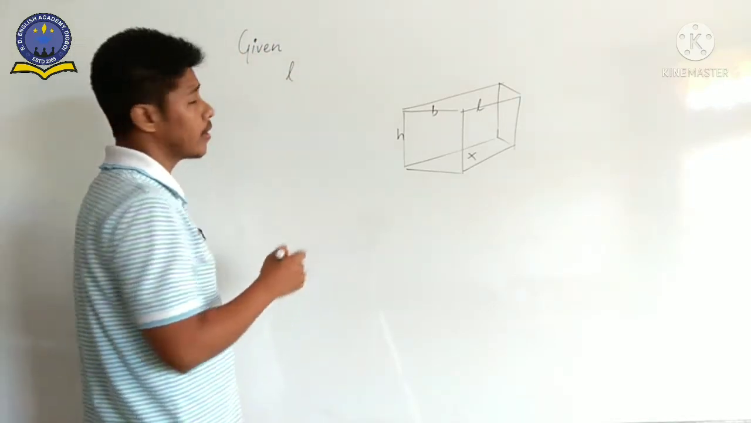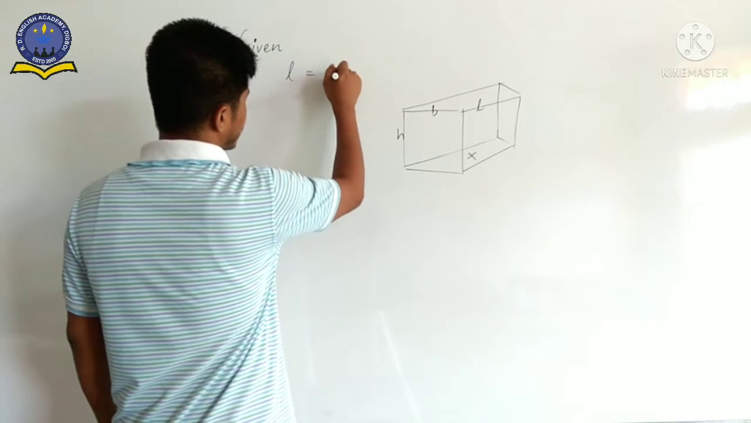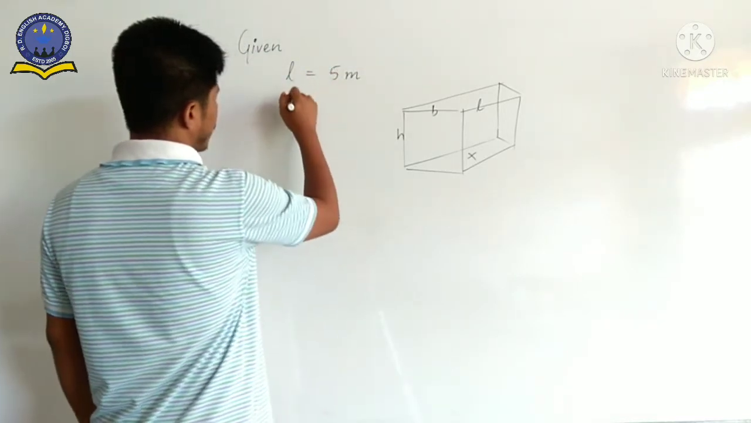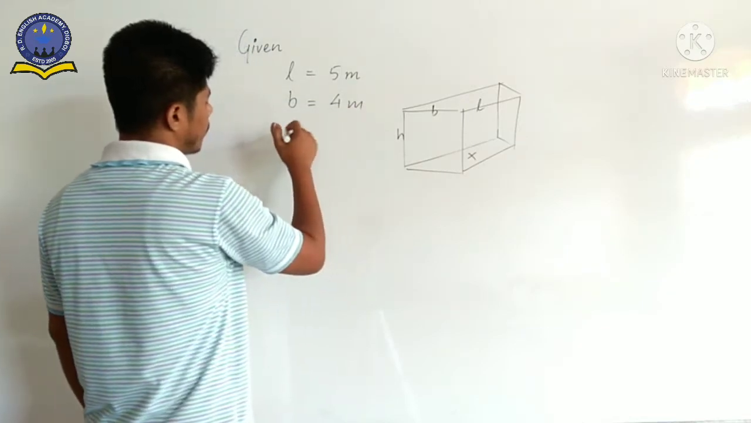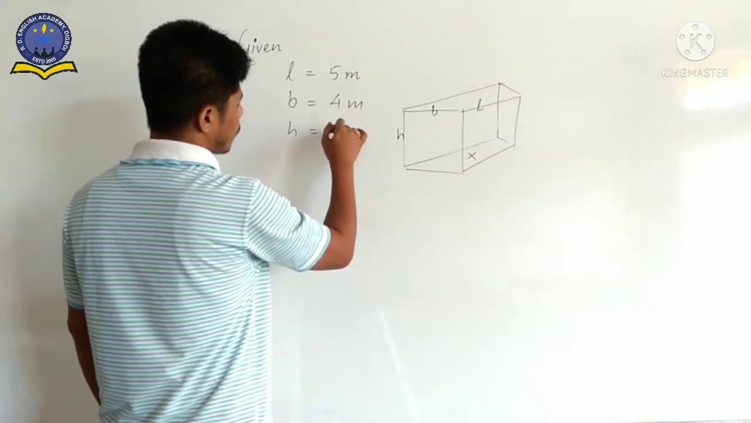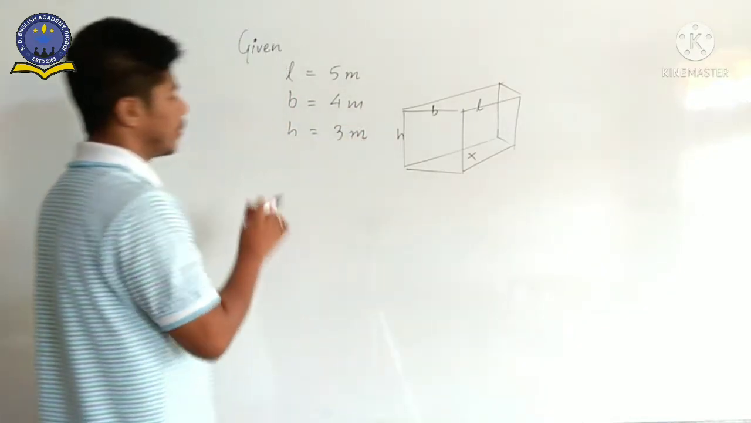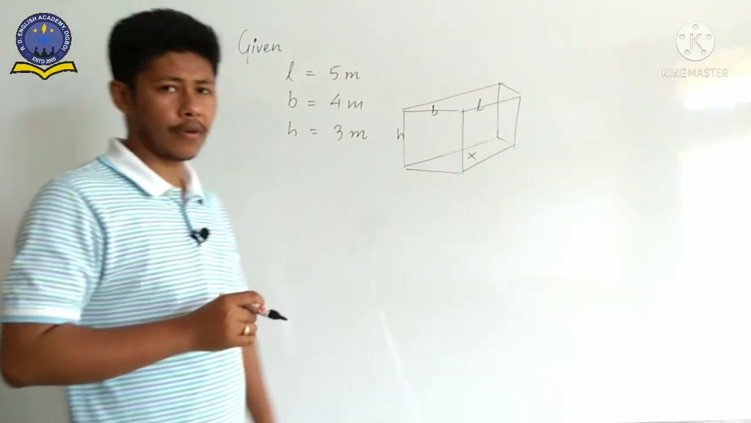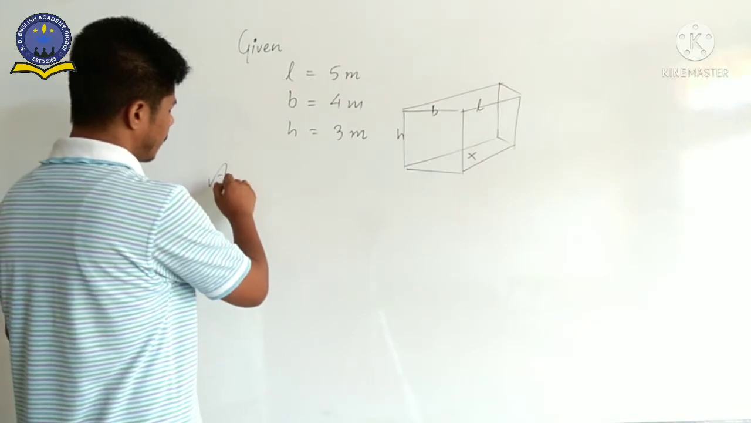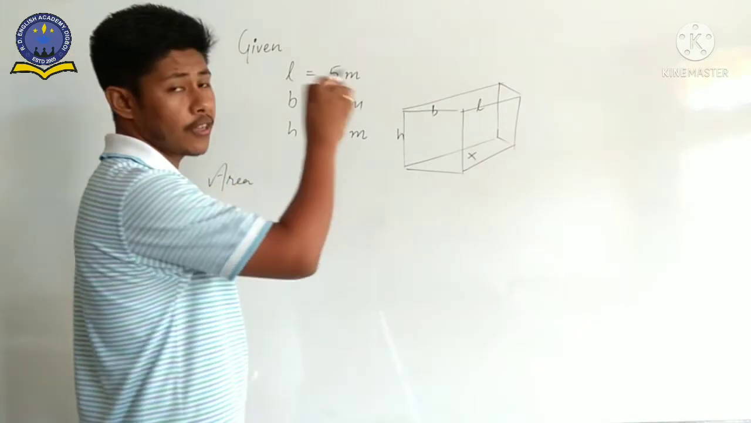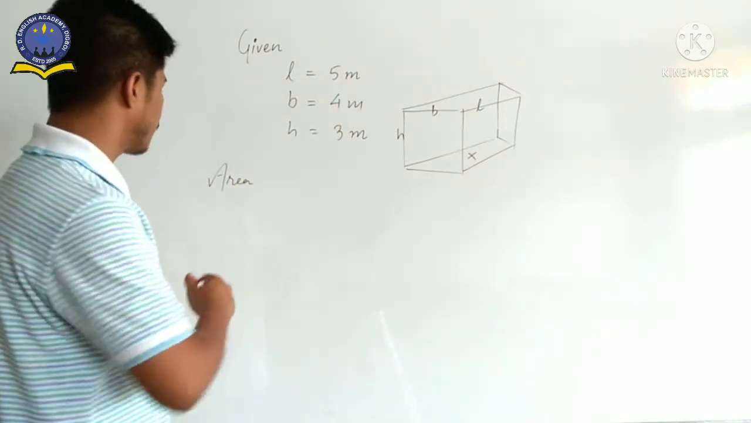If we denote the length by L, this one is given as 5 meter, and then we have to write breadth, which is given here as 4 meter, and the height is given as 3 meter, isn't it? So length, breadth and height are given to us. What we have to find out is the area of these 5 walls.